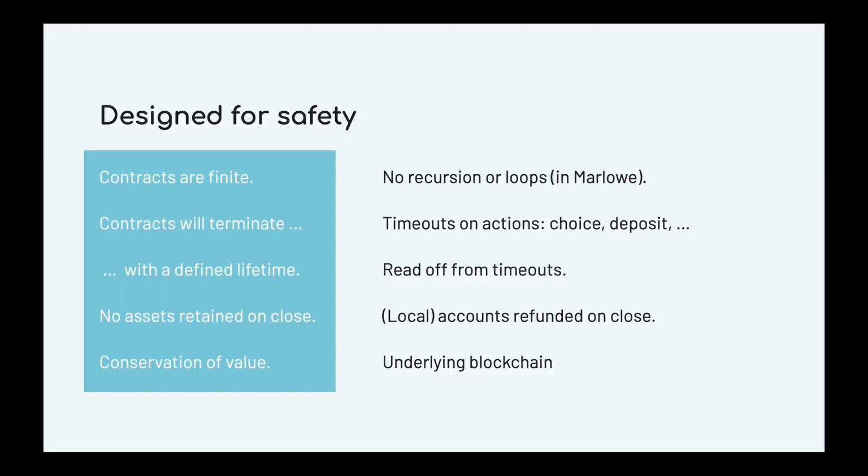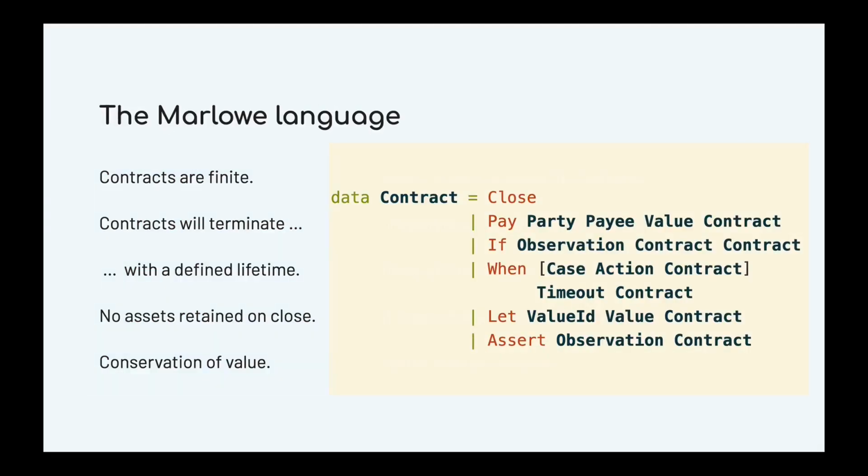Okay, so just to stress, these properties I'm highlighting here are safety properties, assurances that we can give to Marlowe users. Now, what does the language look like? Let's cut to the chase.